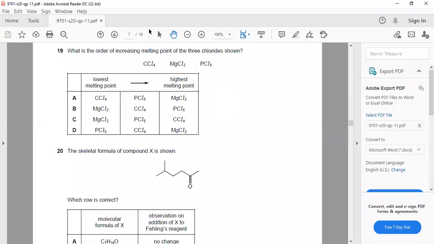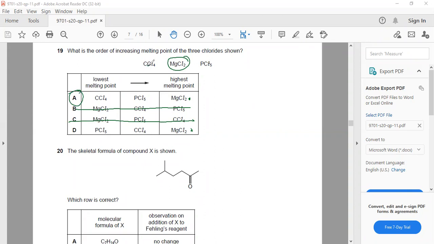Number 19. Lowest melting point. Magnesium chloride is ionic, so it should be highest. This is highest. It means B is wrong. C is wrong. PCl5 is also a bigger molecule than CCl4. So A is the answer.